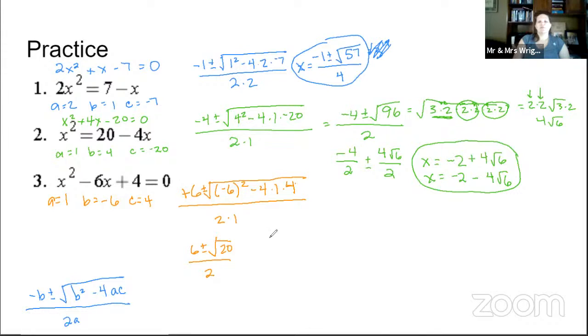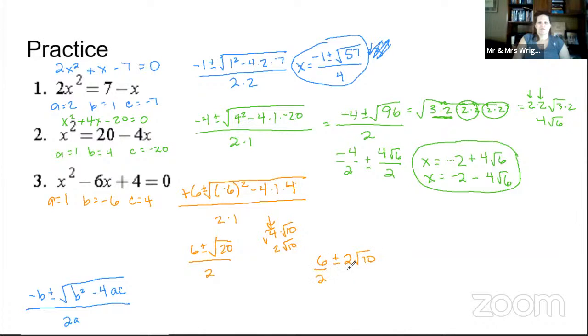Now, 20, I happen to know, is 4 times 10. 4 is a perfect square, so I'm going to see this as 4 times 10, which the square root of 4 is 2, so it's 2 radical 10 as my reduced square root of 20. I didn't have to do the full prime factorization because I could easily find a perfect square as a factor of 20. Okay, and I know that 10 is just 2 times 5. There's no perfect squares in that. So I'm going to rewrite this as 6 plus or minus 2 radical 10.